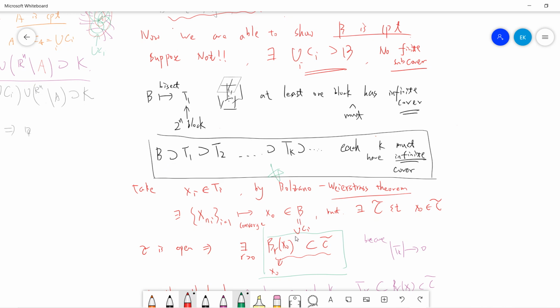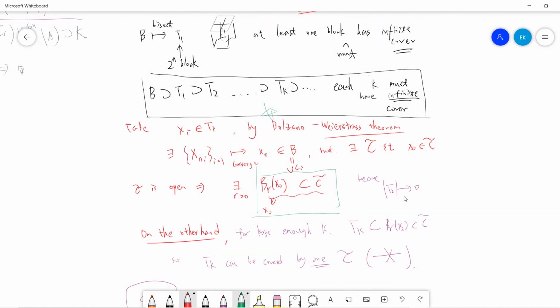But B is a subset of the union of the C_i, right? So there exists some C tilde such that x naught belongs to C tilde. Remember that C tilde is open, so there exists a small ball around x naught: there's a radius R such that the open ball B(R, x naught) is contained in C tilde. Not only that, right? Because the length of Tk goes to 0.